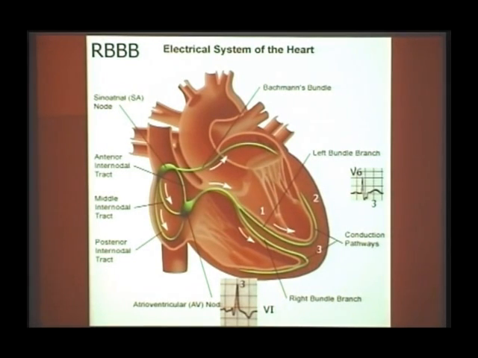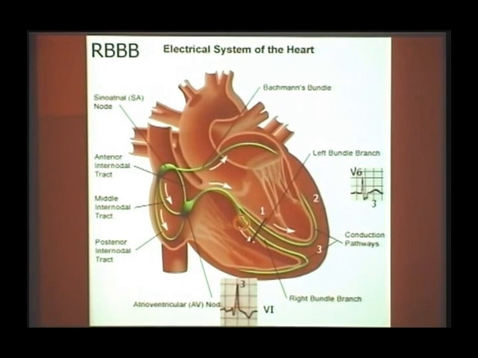Here the left bundle is intact. We are going to talk about the right bundle branch block. Here the right bundle is going to be blocked. My left bundle is intact. That means my septal activation, which occurs from left to right, continues to occur normally. So the septal activation is not altered.